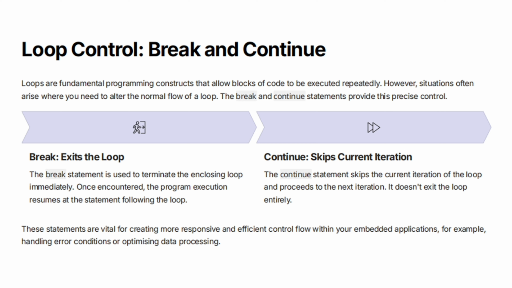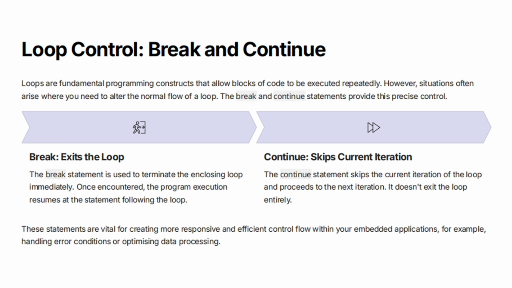The break statement is used to terminate the loop immediately. Once the program hits a break, it stops the repetition entirely and jumps to the very next statement following the loop. It's perfect for stopping a process as soon as an error is detected or a specific target is reached.